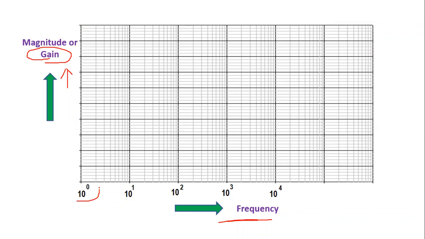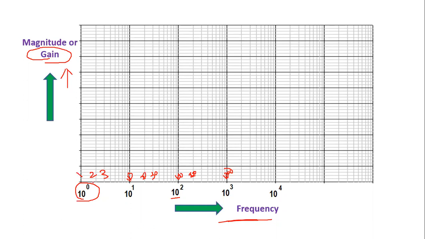Here we are assuming it starts with 10 power 0. 10 power 0 means the first line will be 1, the second line will be 2, 3, 4, up to 9. Then 10 power 1 means the first line will be 10, the second line 20, 30, and like that it goes. In 10 squared, the first line will be 100, and the next line 200. Next, 10 cubed means the first line will be 1000. It goes in multiples of 10, a non-linear scale. On what basis do we choose the x-axis scale? Based on our minimum corner frequency and maximum corner frequency.